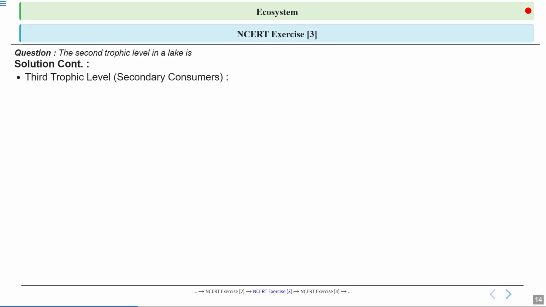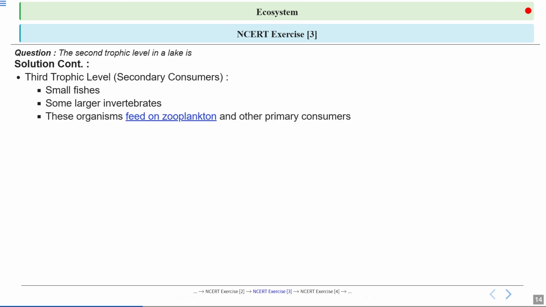Okay, let's talk about the third trophic level. This is occupied by the secondary consumers. Small fishes like minnows and bluegill eat zooplankton and aquatic insects. Some large invertebrates such as crabs and shrimp also feed on primary consumers. Now, these organisms are secondary consumers in the food chain as they feed on zooplankton and other primary consumers, which are usually small animals that eat plants.